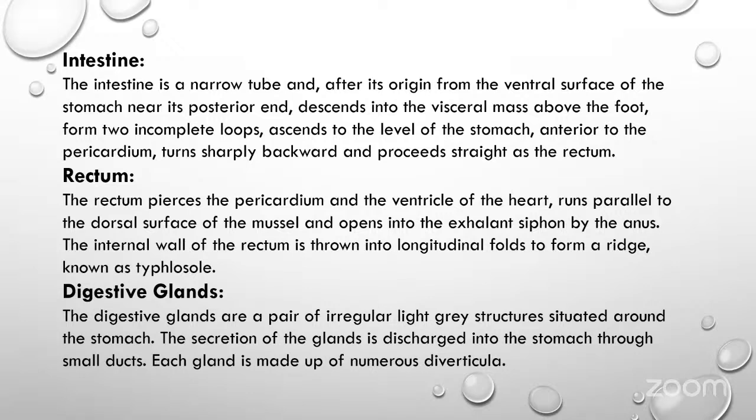Digestive glands. The digestive glands are a pair of irregular light gray structures situated around the stomach. The secretion of the glands is discharged into the stomach through small ducts. Each gland is made up of numerous diverticula.